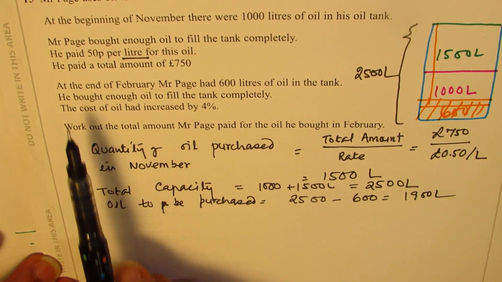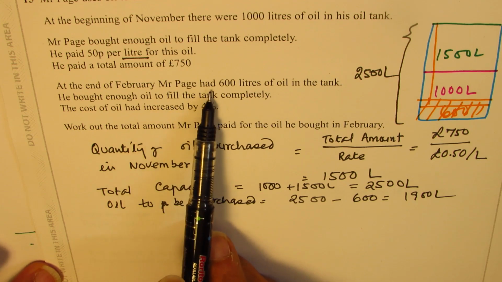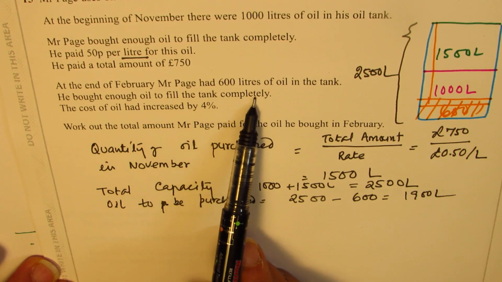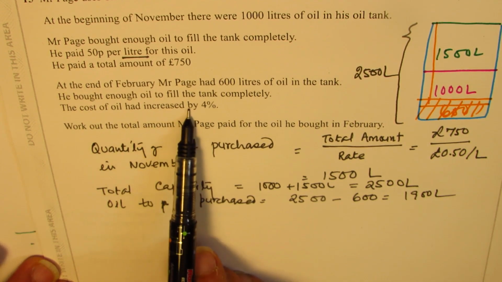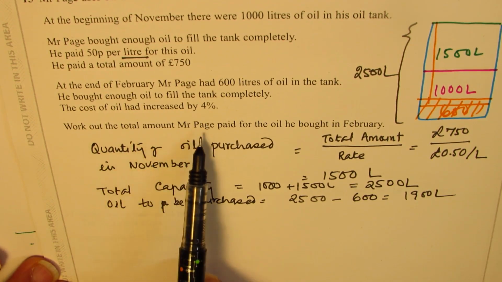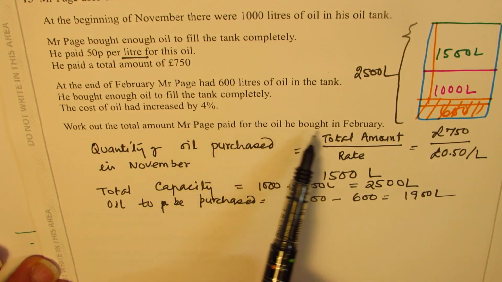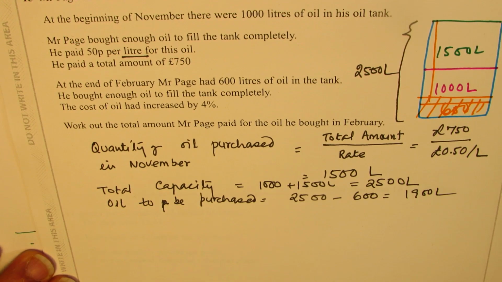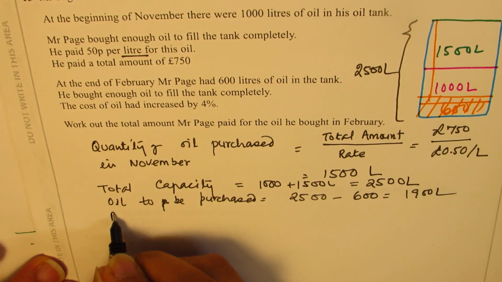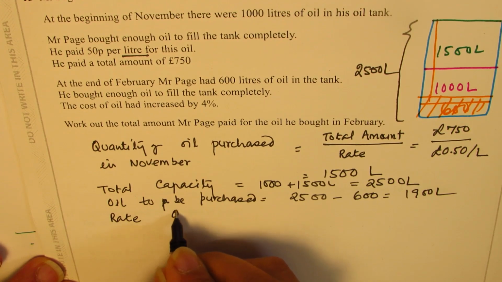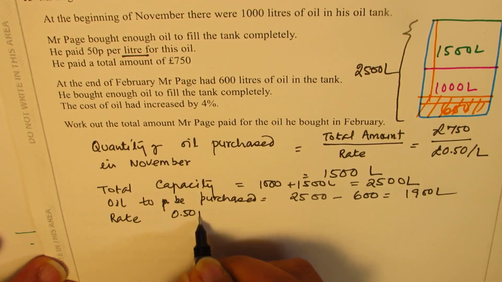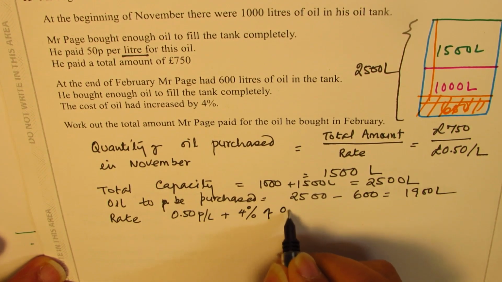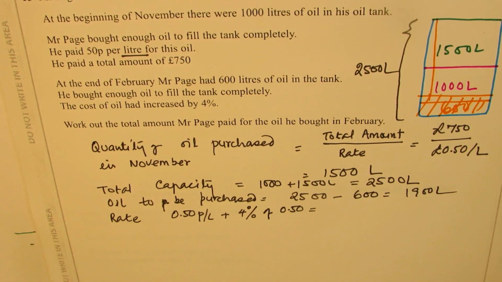Now it says that at the end of February, Mr. Page had 600 liters of oil in the tank. He bought enough oil to fill the tank completely. The cost of oil had increased by 4%. Work out the total amount Mr. Page paid for the oil he bought in February. Now the price has increased by 4%. So the cost or the rate is what? So the rate of oil is 0.50 pence per liter plus 4%, right? Plus 4% of 0.50. So that becomes the cost, right?